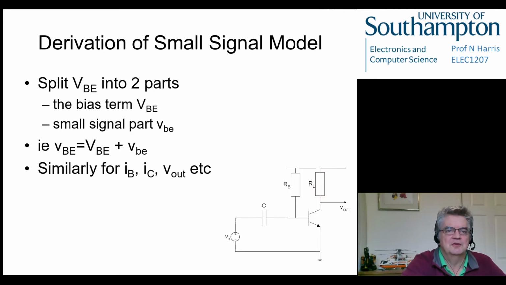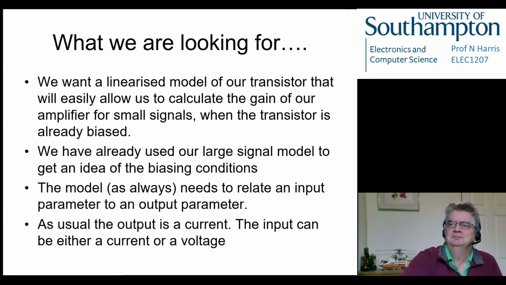And what we'd like to know is, what's the effect, what's the gain of this signal coming in here when it comes out of here? What's the relationship between the two? So we're looking for a linearized model of our transistor that allows us to calculate the gain of our amplifier for small signals when the transistor is already biased.